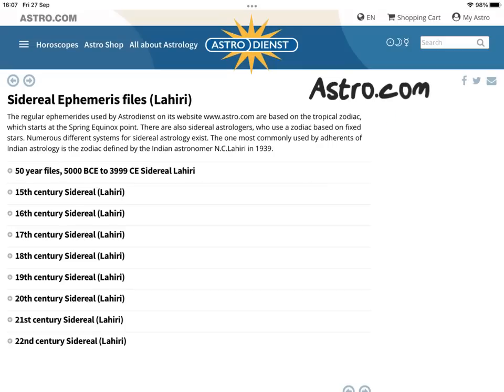If you've not seen this site, try it out. I love it. Yes, it's primarily got a lot of tropical Western astrology. Ignore that. You just need the sidereal ephemeris files. I love these files. They go right back to 5000 BC. What more could you need if you like historical charts? I do. But focus on your chart. That's the thing to begin with.